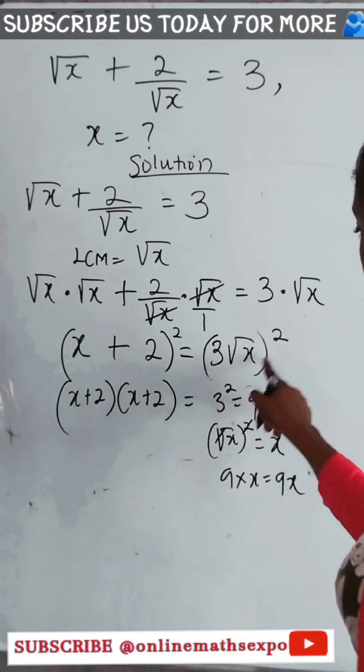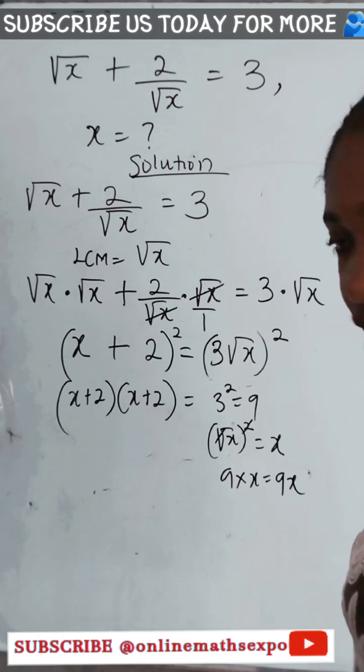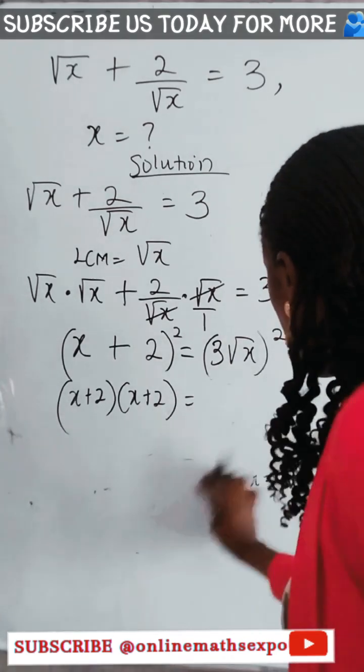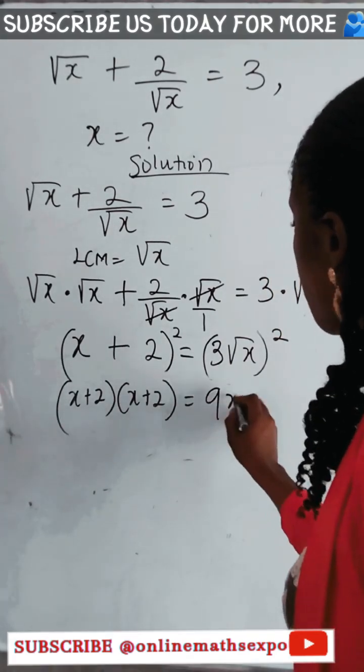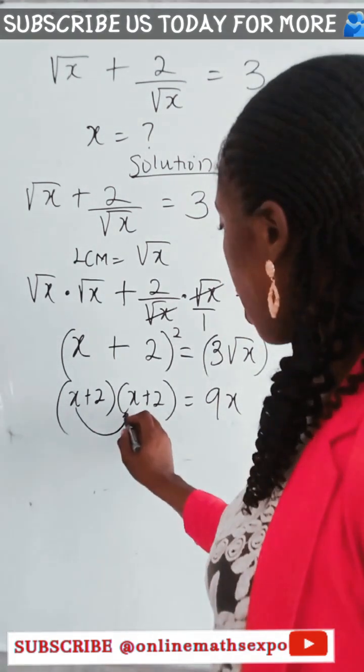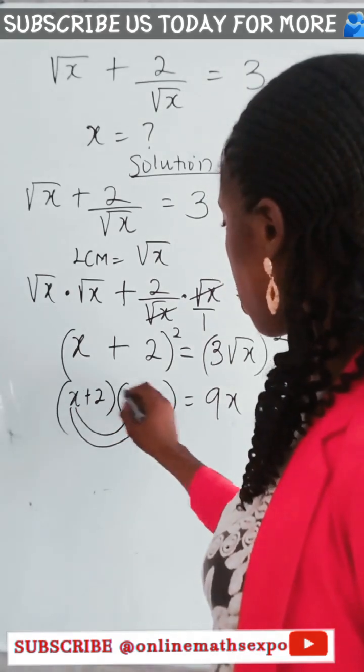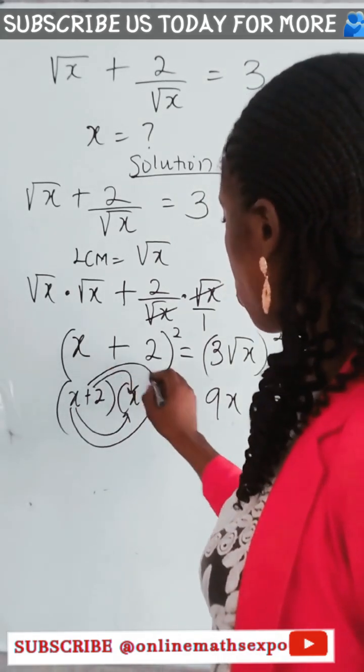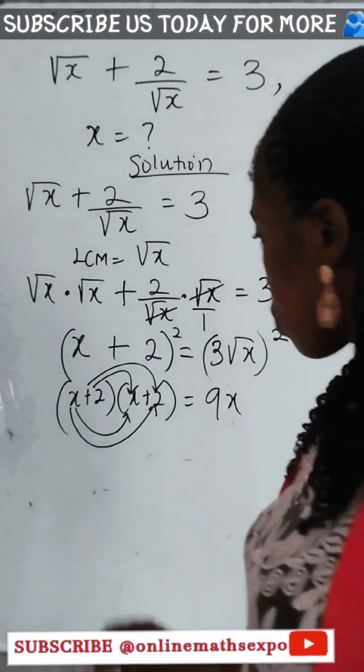So if you expand this, we are going to get 9x. I hope it's clear. So this will give us 9x. So let's expand the left side. Use this to multiply. Use it to also multiply this. Use 2 to multiply, and use 2 to multiply this. So let's do it together.